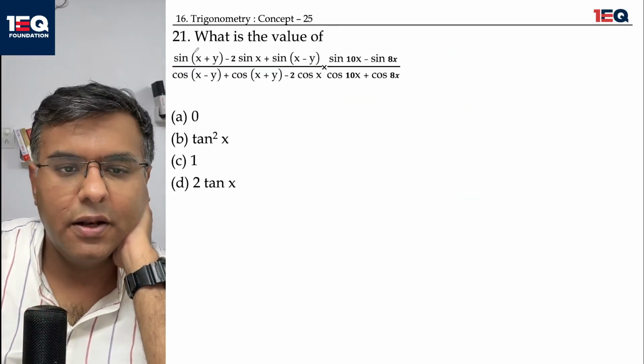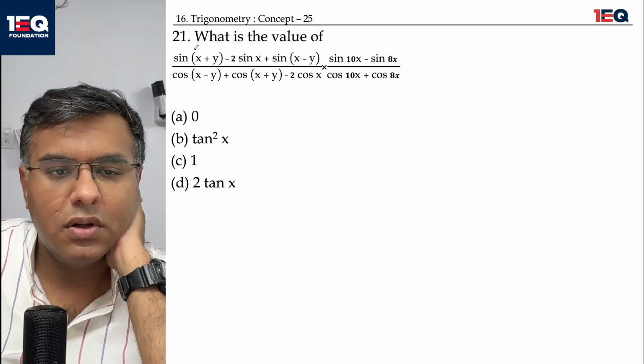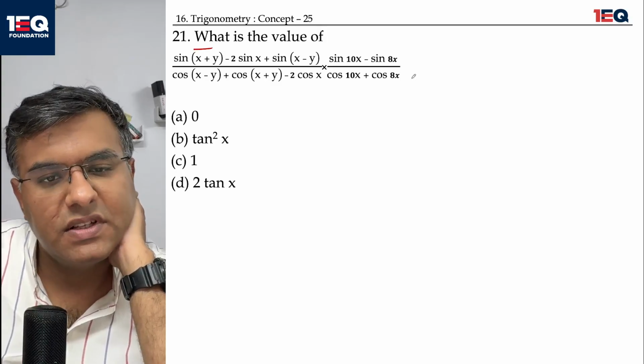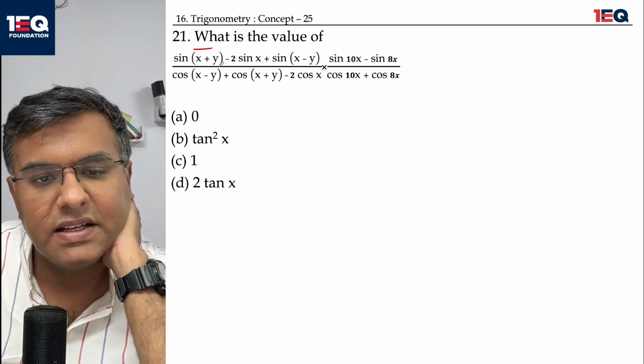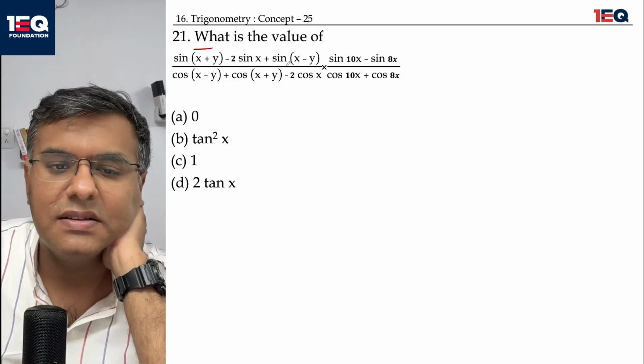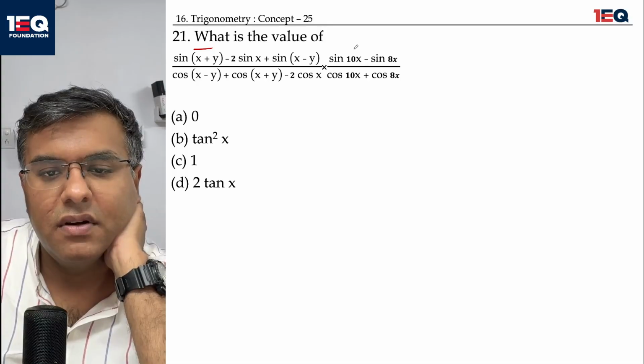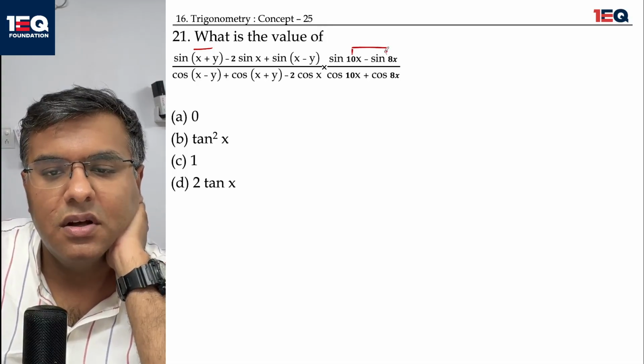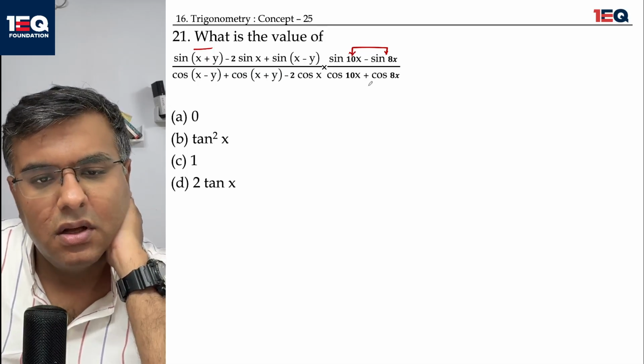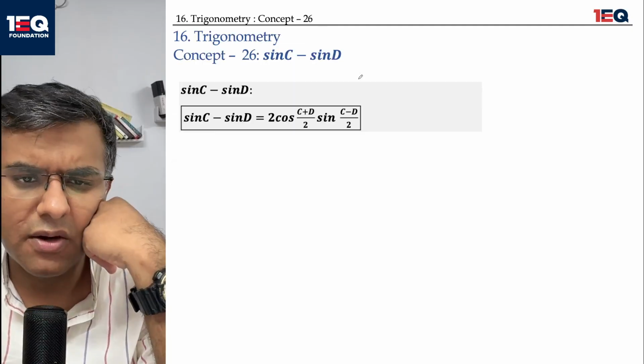Let's move ahead again. Talking about this situation, I can see that there's sin (x plus y) minus 2 sin x, and there is plus sin (x minus y). Then I have another equation which would also turn out to be a half angle question. If you'd give me a moment, I'll definitely come back to this question.